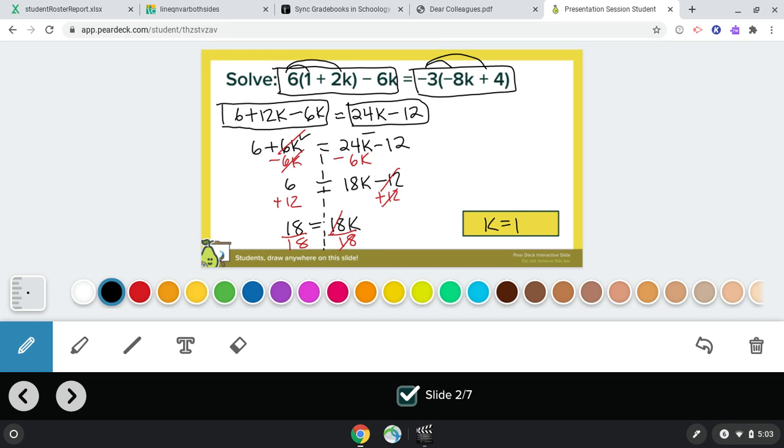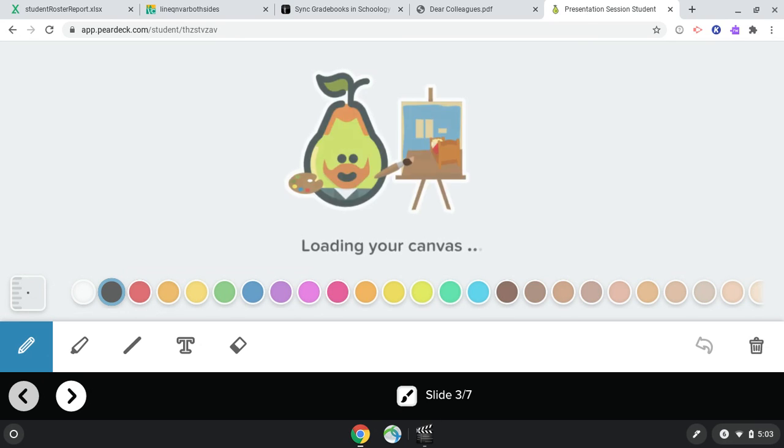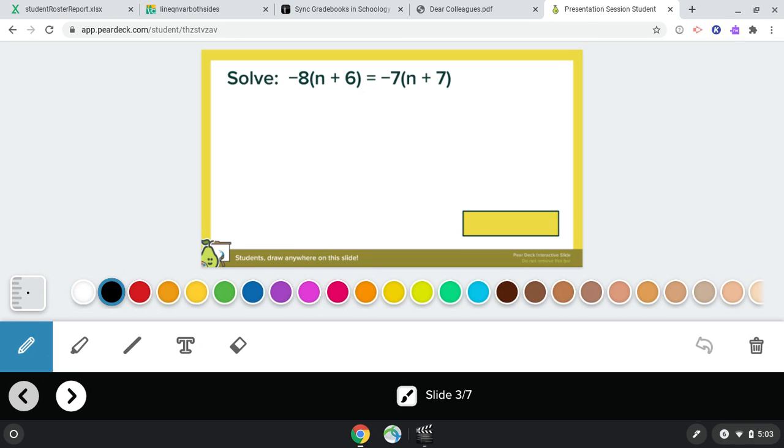All right. The next problem, this one over here. Again, I'm going to take a look at this side and simplify. I'm going to distribute here, so I get negative 8n minus 48. Watch your signs. And then on this side, I'm going to distribute the negative 7, and I get negative 7n minus 49. And there is nothing else to simplify.